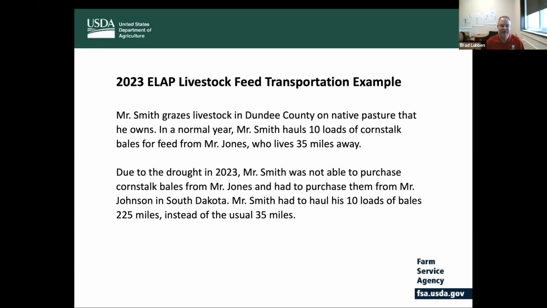What we're going to do when we load that into the ELAP software is load the total miles that you had to travel. We're going to load the normal commute miles that the producer certifies to. And then we're going to look at the difference of those, against the criteria that's set for the 25 miles. So I believe, if I explain this correctly, we're going to look at the 190.